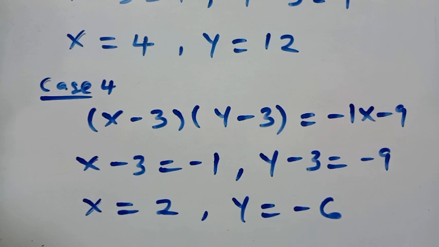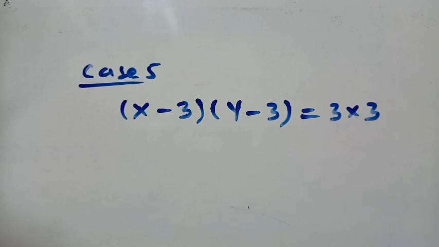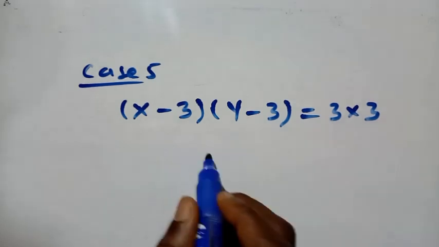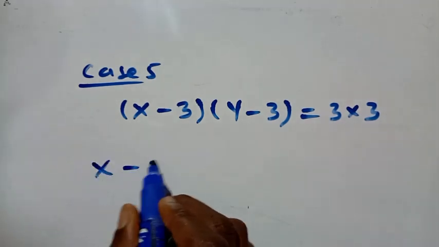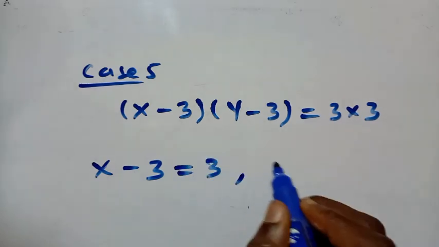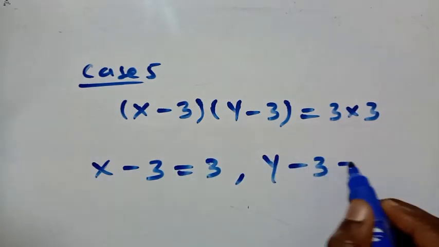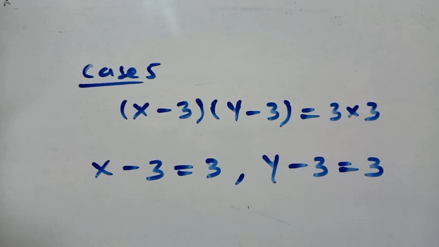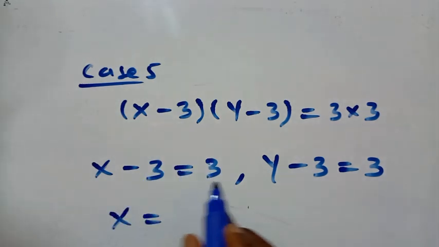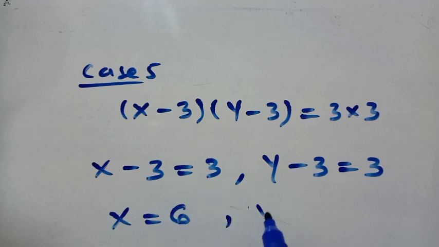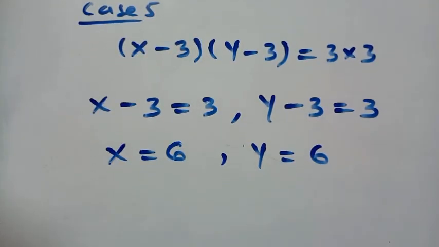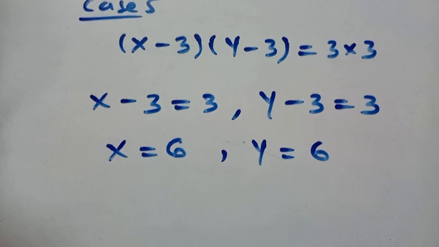As for the last case, we let x minus 3 equals 3 and y minus 3 equals 3. Then by taking 3 to the other side, we get x equals 6 and y equals 6. Why we shouldn't consider the negative here is because we are going to get 0.